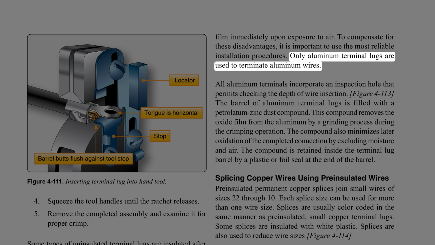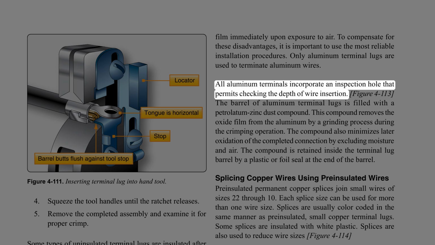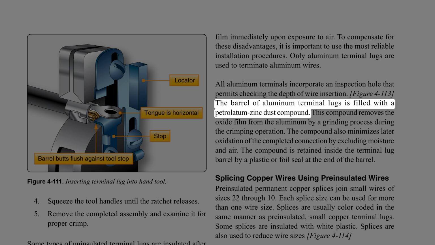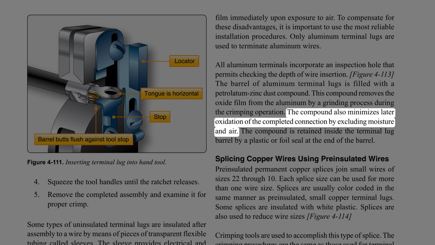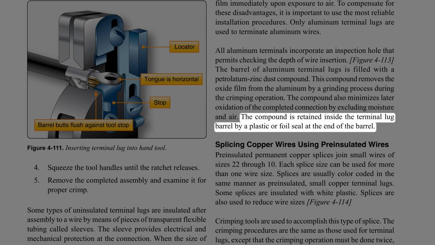Only aluminum terminal lugs are used to terminate aluminum wires. All aluminum terminals incorporate an inspection hole that permits checking the depth of wire insertion. The barrel of aluminum terminal lugs is filled with a petrolatum zinc dust compound. This compound removes the oxide film from the aluminum by a grinding process during the crimping operation. The compound also minimizes later oxidation of the completed connection by excluding moisture and air. The compound is retained inside the terminal lug barrel by a plastic or foil seal at the end of the barrel.